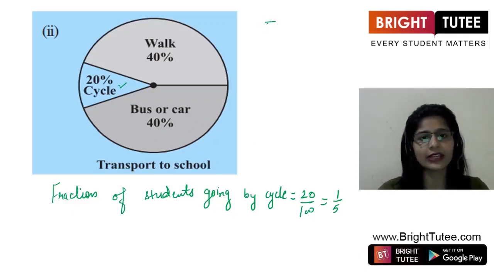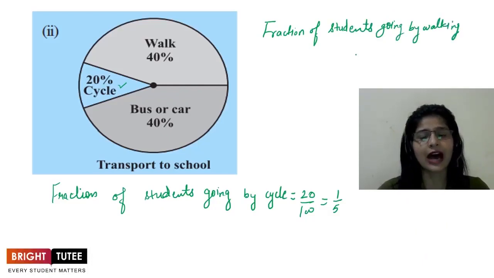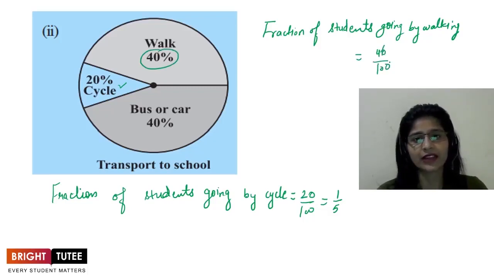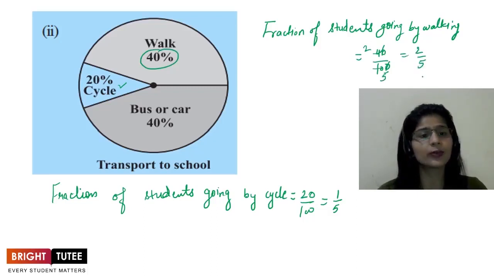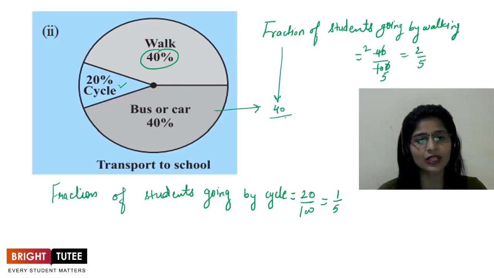Then we can also calculate fraction of students going by walking. That means they're going to school by walking. How much percentage is given? 40%. So we will write 40 divided by 100, and when we cancel it, we get 2 2s are 4, 2 5s are 10. So 2 upon 5th, right? 2 upon 5th part out of the complete one, students are going by walking to school. The last one is bus or car. Similar to this, you can calculate for bus and car also. It will also be 40%. That means it is also 2 upon 5th.